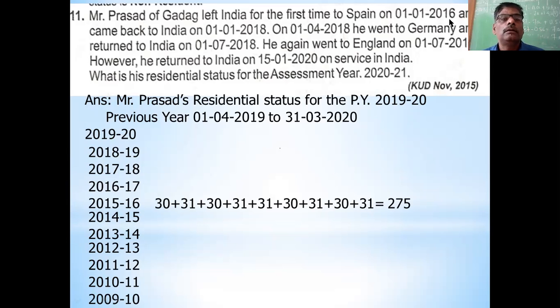January 1, he went and he came back to India on 1/1/2018. 1/1/2018 comes in the year 17-18. He came back to India on 1/1/2018. 1/1/2018 comes in the previous year 17-18, means 1/4/2017 to 31st March 2018. This period he came to India, that is 17-18. He came in this period, and therefore I read that in 16-17 he is not in India. Therefore I put 0.